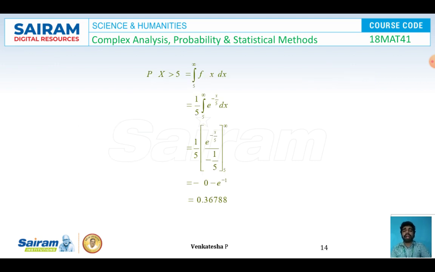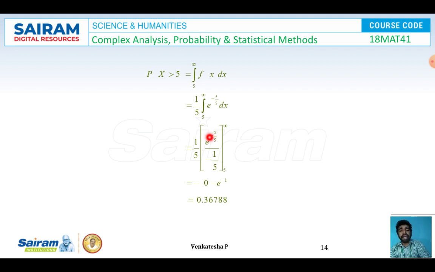So now I am going to find the value of P of x is greater than 5. It is nothing but the integral 5 to infinity with the PDF function f of x dx. So it will be equal to 1 by 5 integral 5 to infinity e power minus x by 5 dx. After integrating e power minus x by 5, we got 1 by 5 into e power minus x by 5 by minus 1 by 5. So this 1 by 5 gets cancelled between the limit 5 to infinity.